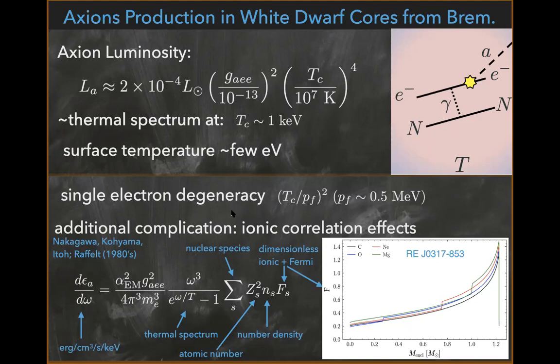One additional complication is the fact that your ion is not sitting there in isolation, but you have to account for ionic correlation effects, or the fact that that ion is interacting with the rest of the ions around it when you're exchanging momentum. So for example, at very high densities, you can form a lattice of ions, and then you need to account for the fact that your electron is scattering off of a lattice.